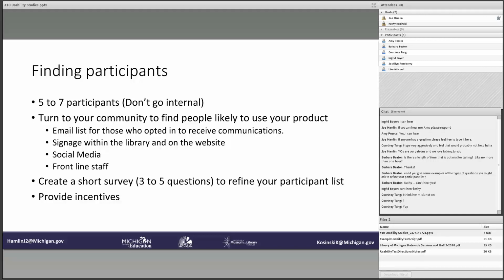Right. So the email address list that you get from the folks that opt in to receive communications might not be the best solution. For something like looking for children, you might be looking more toward your summer reading program. It just depends on who your target is and what you're testing.